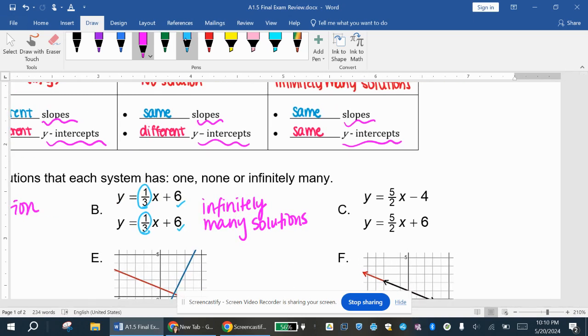Take a look at the next one. Same slopes, but not the same y-intercepts. So these lines are going to be parallel. Just imagine these lines are going up 5 over 2, up 5 over 2. One hits at -4, so up 5 over 2, something like this. And the other one hits at positive 6, up 5 over 2, something like that, right? So same slope, up 5 over 2, but different y-intercepts. That makes these parallel, which means they will not have any points in common, therefore no solution.